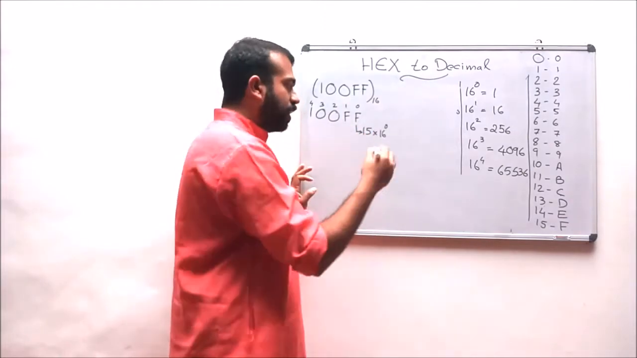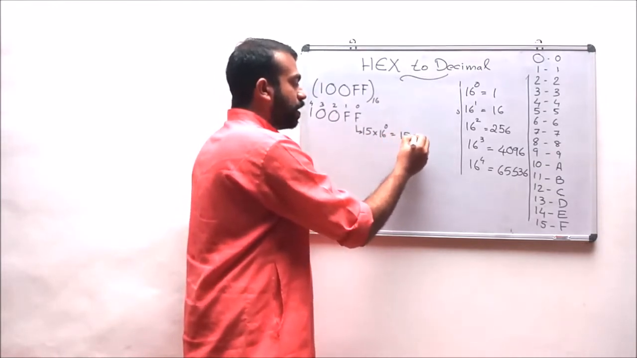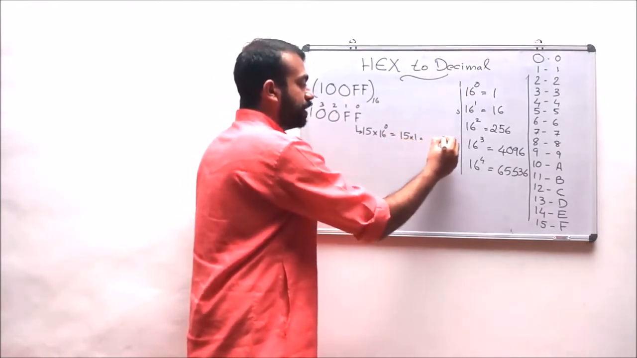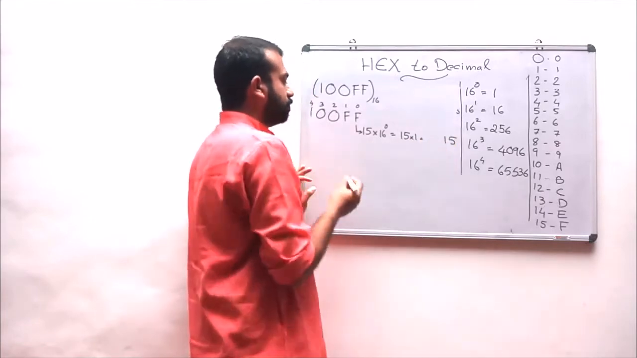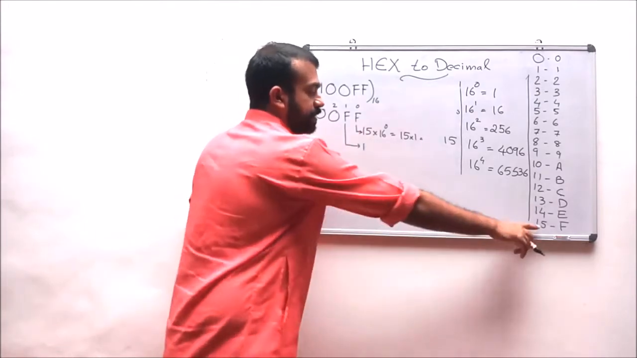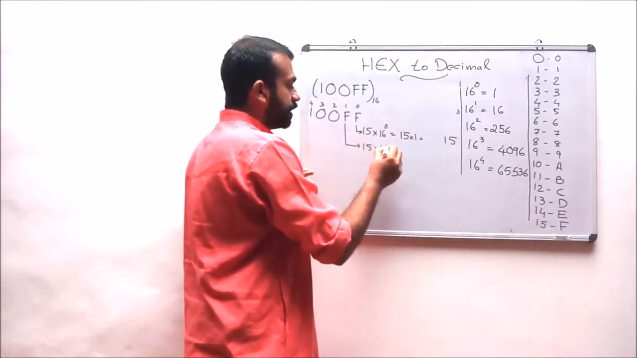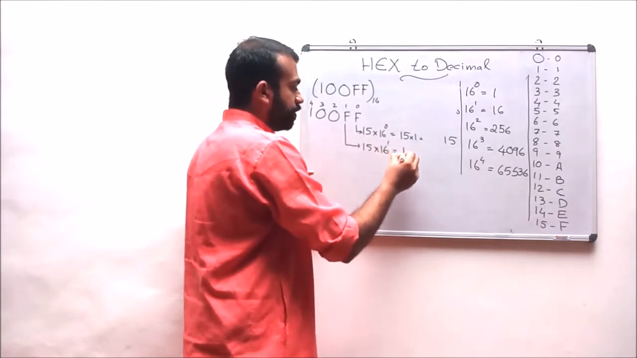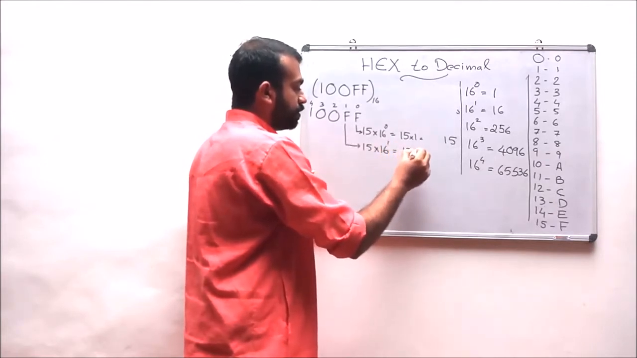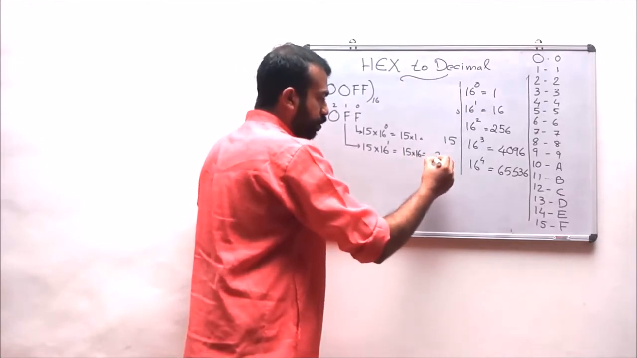16 raised to 0 is 1. That is 15 into 1, which is equal to 15 itself. In the second step, this F is equivalent to 15. 15 into 16 raised to 1. That is 15 into 16, which is equivalent to 240.